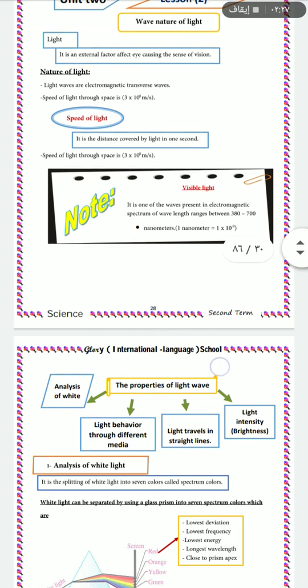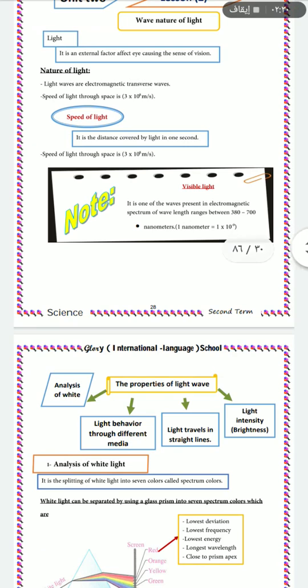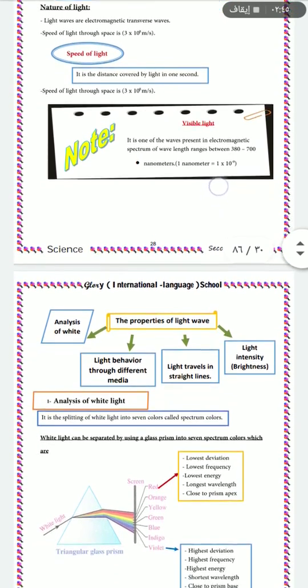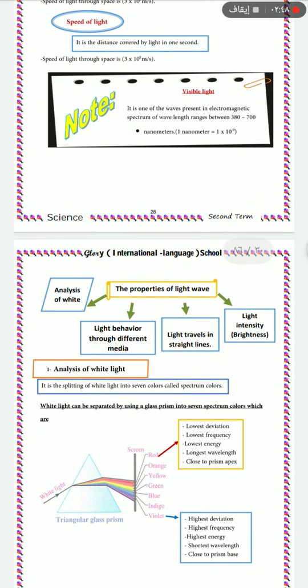Before we talk about all the properties of light, we will talk about the speed of light. It is very easy. It is the distance covered by the light in only 1 second. You can repeat with me: what is meant by the speed of light? It is the distance covered by the light in 1 second. And we have a law to get the speed of light: speed of light equals distance in meters over time in seconds.